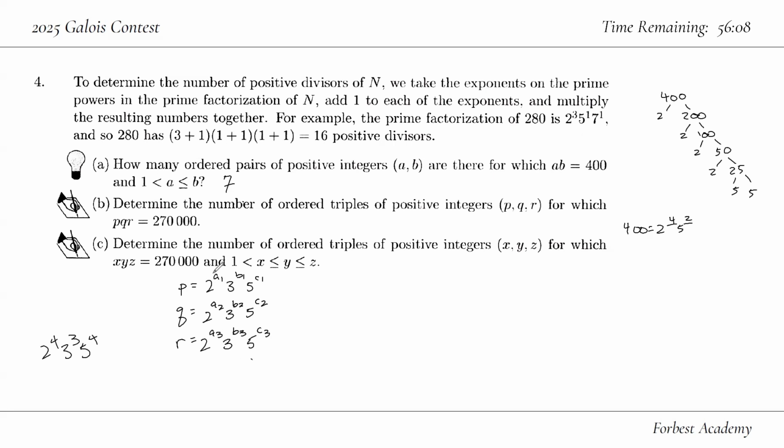Okay? We know that A1 plus A2 plus A3, those exponents need to add up to 4. B1, B2, and B3, those need to add up to 3. And C1, C2, and C3 need to add up to 4. So that P times Q times R equals 2 to the 4, 3 to the 3, 5 to the 4, which is 270,000. So solving this equation, these are the equations we need to solve.